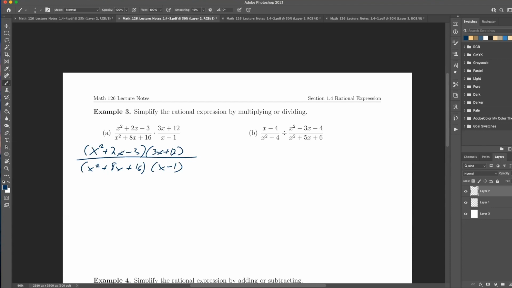And then the next thing I'm going to do is factor. So if I factor this, this becomes x plus 3, x minus 1, 3x plus 12. And then here, if I factor this, this is x plus 4 squared, but I'm going to write it as x plus 4, x plus 4, and then x minus 1.